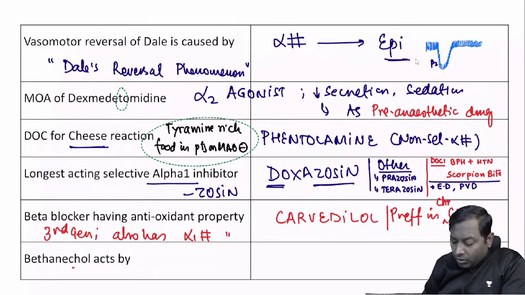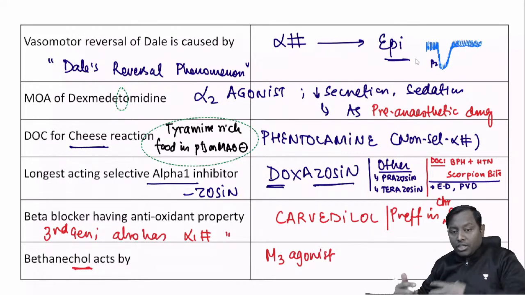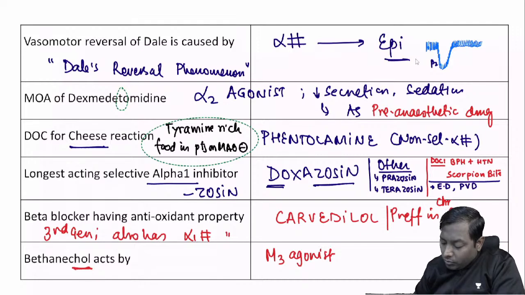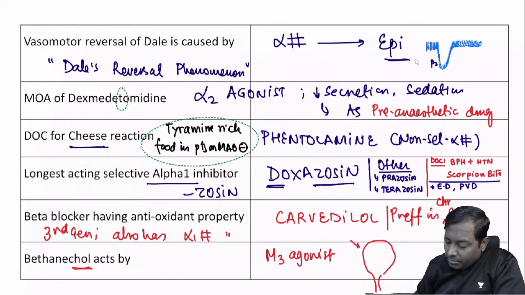What about bethanechol? It's a cholinergic drug, right? Over the bladder, which receptor do we have? M3. So this is going to be an M3 agonist. Can you tell me in which scenario we can use bethanechol? If it is a cholinergic drug, what are they going to do? They will increase contraction of the detrusor muscle, and therefore the urine outflow will increase.